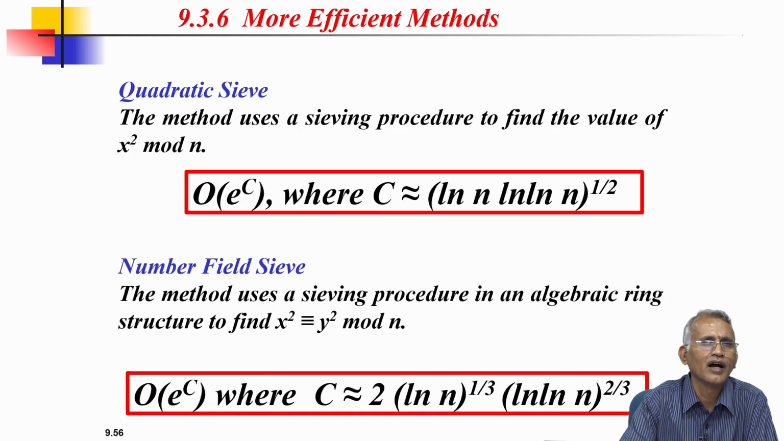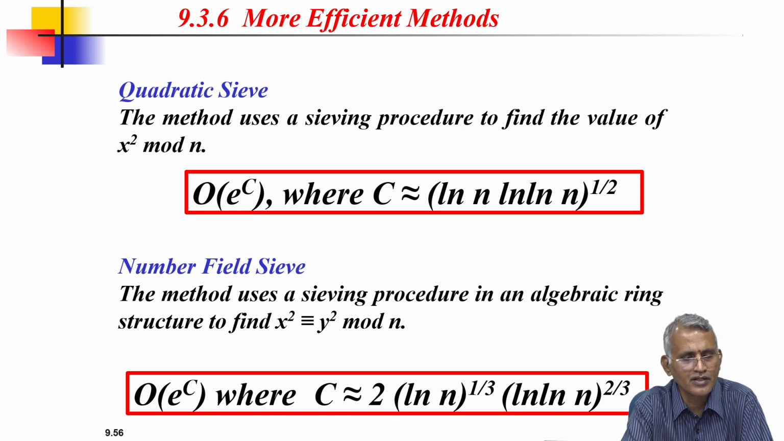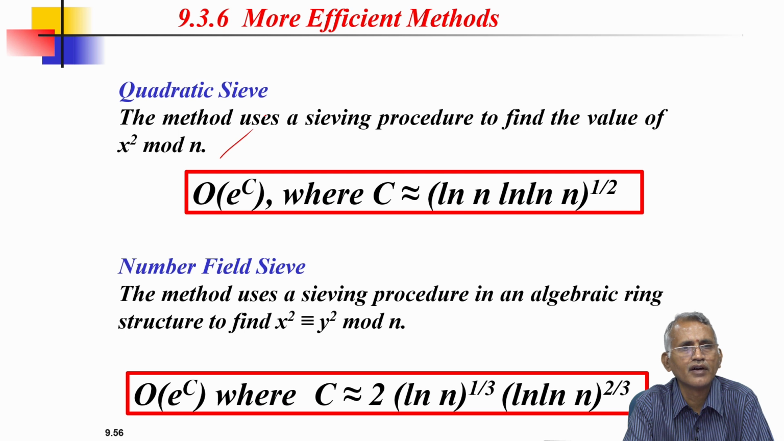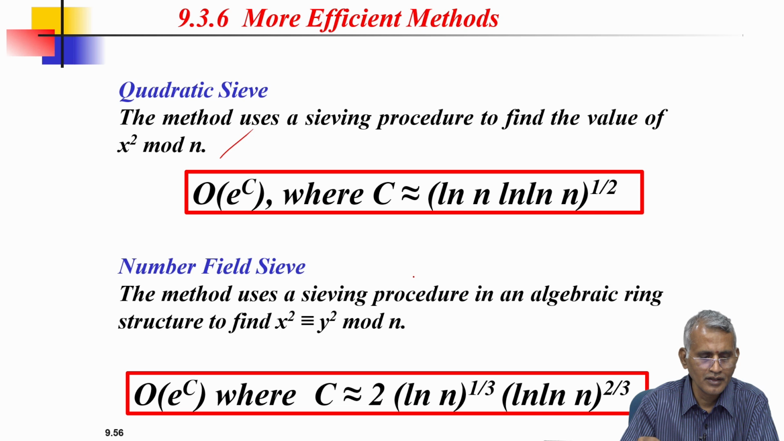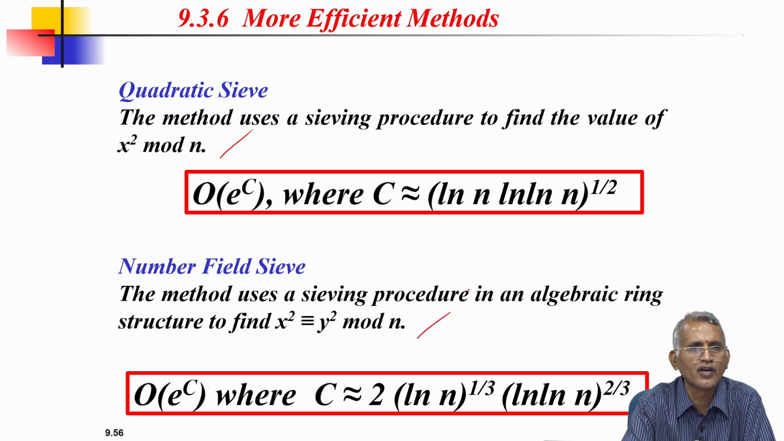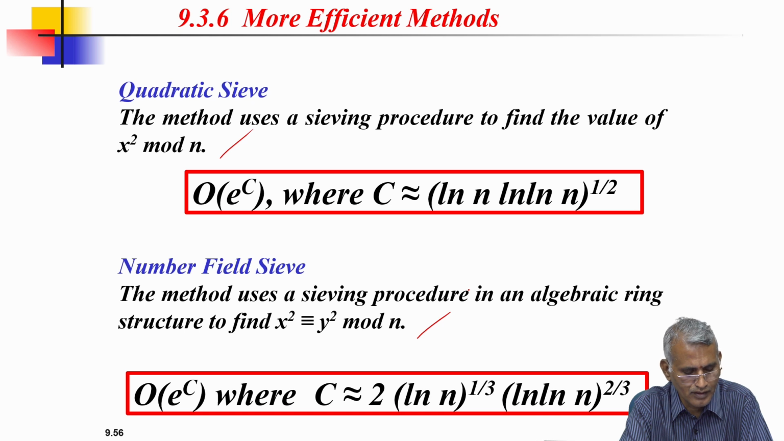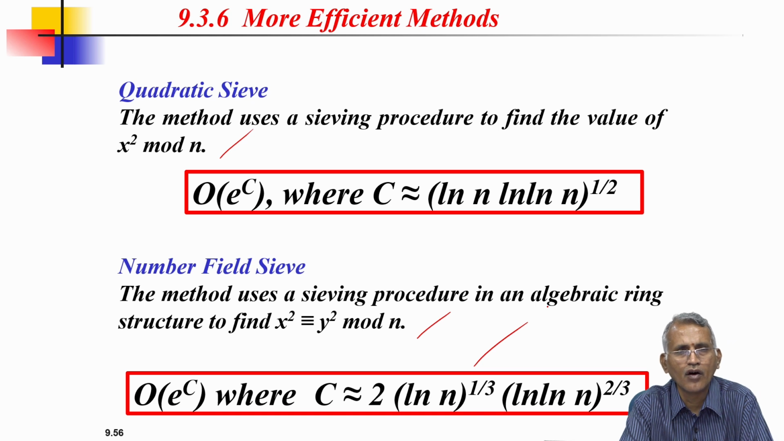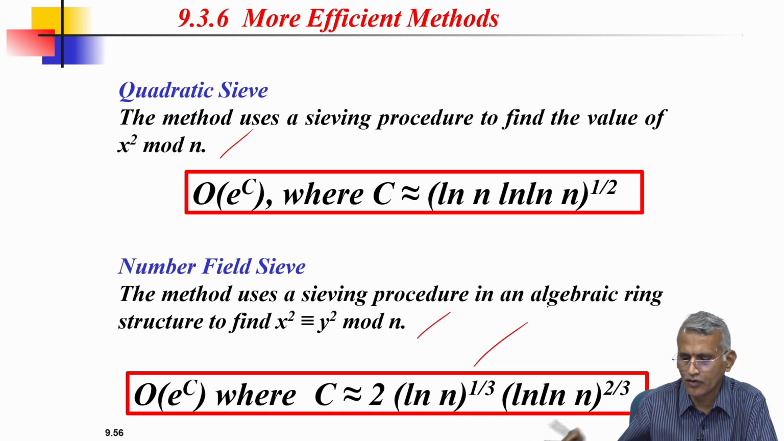So, this way we can calculate the factor of 434617. Now, we have a more efficient method, the quadratic sieve method. The method uses a sieving procedure to find the value of x squared under modulo n. So, order of e to the power c, where c is approximately equal to (ln n of ln ln n) whole power 1 by 2. Next, we have the number field sieve. The method uses a sieving procedure in the algorithm. So, the ring structure is to find x squared identically equal to y squared under modulo n. Then order of e to the power c, where c is approximately equal to 2 into (ln n) whole power 1 by 3 of (ln ln n) whole power 2 by 3.